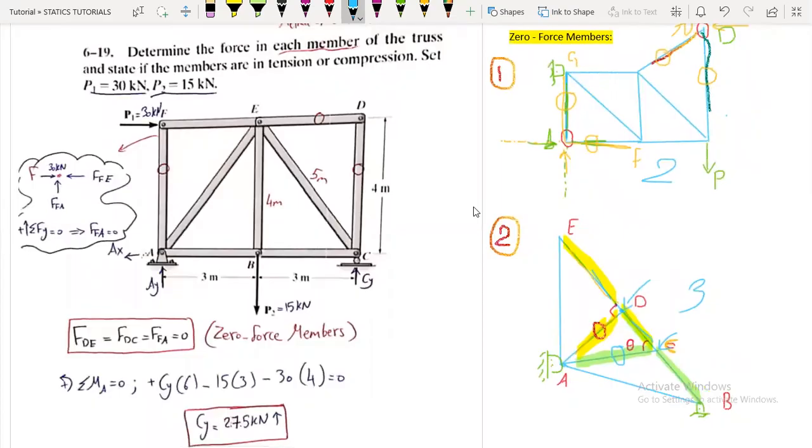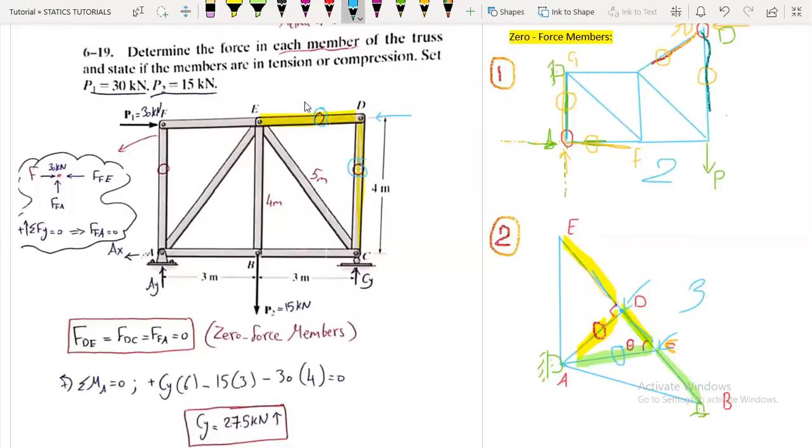The solution will be much easier if we select or identify our zero force members, because they are straightforwardly 0, and they will not contribute to the calculation of the forces in the other members. So here we can note FED and FDC are two non-collinear members, correct? And we don't have any force here, so both are zeros.